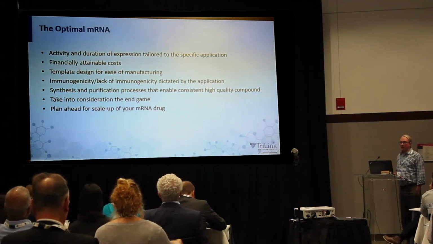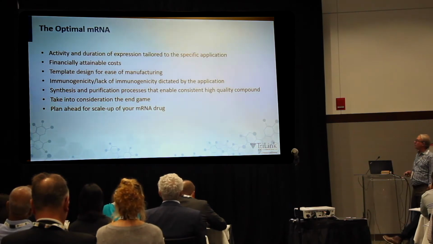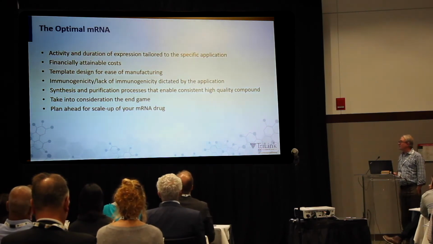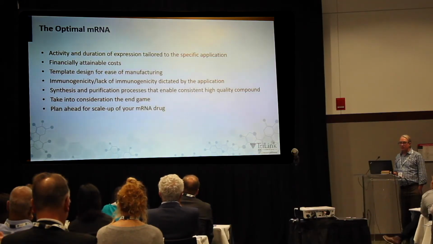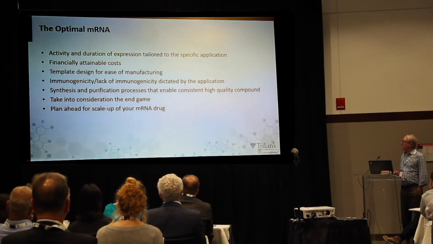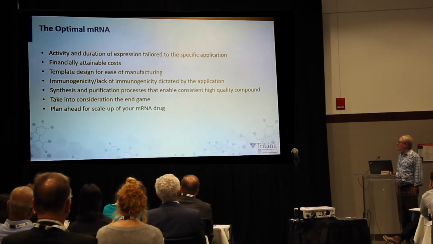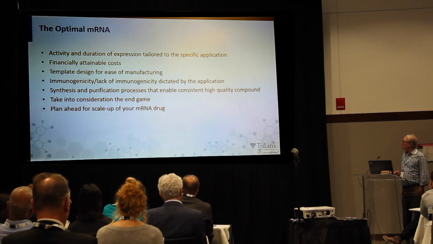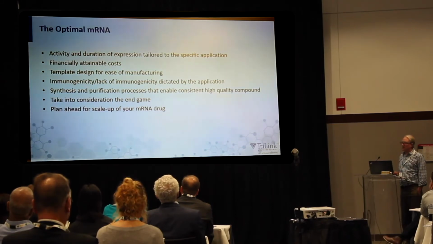So what would the optimal mRNA look like? Well, we want the activity and duration of expression to be tailored to the application, whether that's chronic or transient. We want it to be possible to produce the RNA at financially attainable costs. The template should be designed for ease of manufacturing, and the immunogenicity, or the lack of immunogenicity, should be dictated by the application, whether that's a vaccine or a genome editing event or whatever.